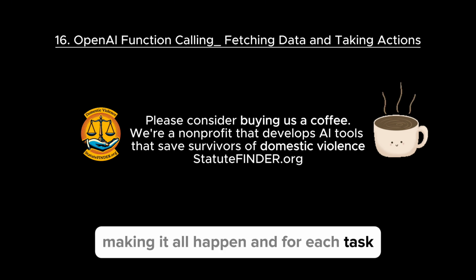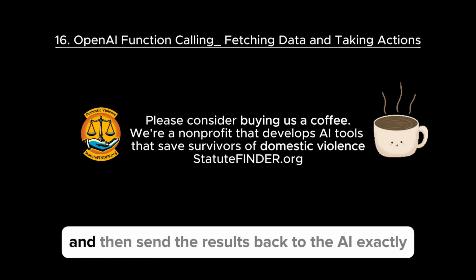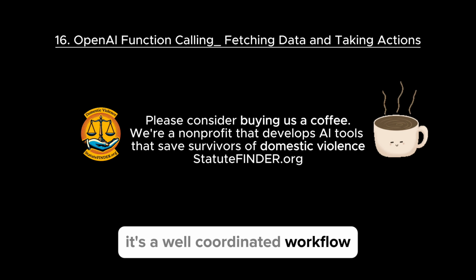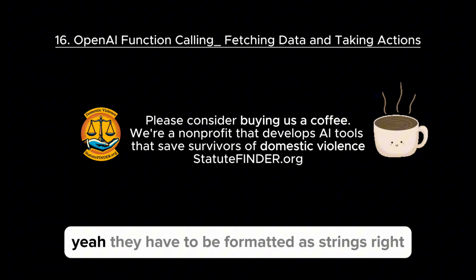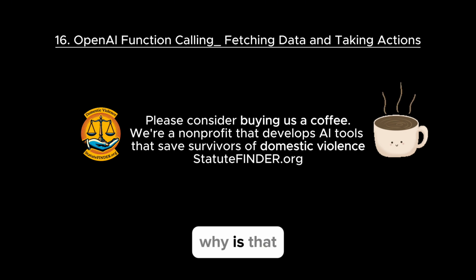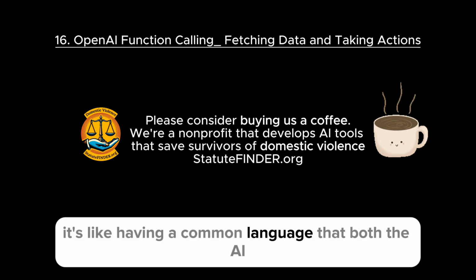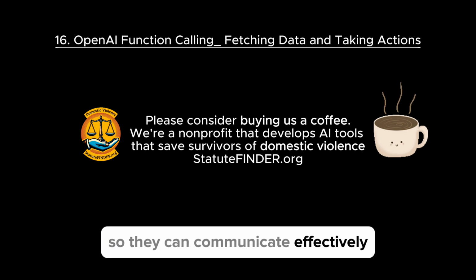And for each task, our code has to understand the arguments, run the function, and then send the results back to the AI. Exactly. It's a well-coordinated workflow. That's amazing. But the results that we send back to the AI have to be formatted as strings, right? That's right. Everything needs to be a string. Okay, why is that? It's like having a common language that both the AI and your code can understand, so they can communicate effectively.